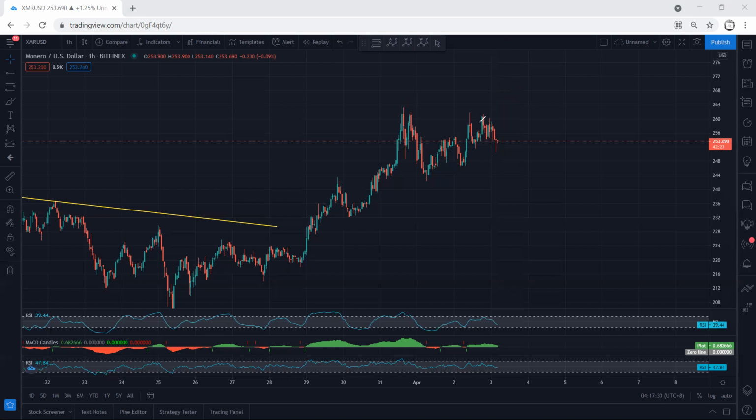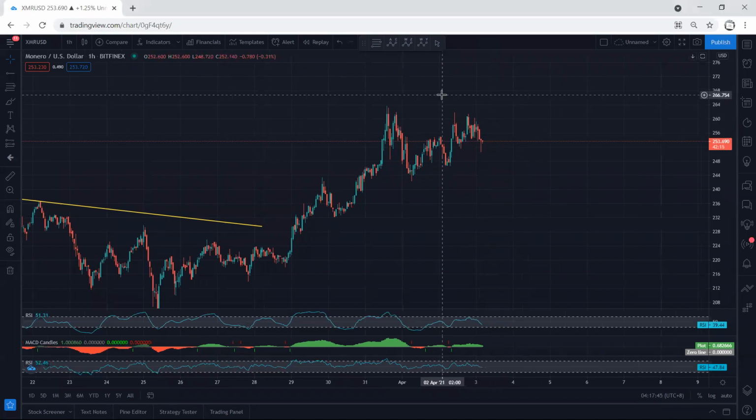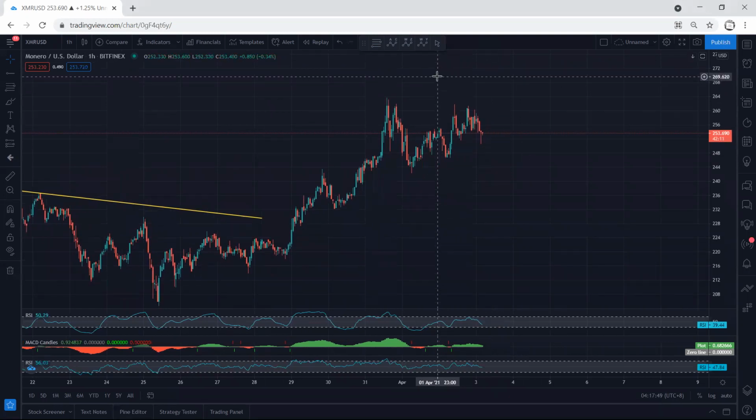All right, but for me the best things is I will prefer this one become a bit more deeper, at least price break this low, which is 246, before we look for buy. Anyway, we just follow the chart. If I see any proper trade setup, then I will share.